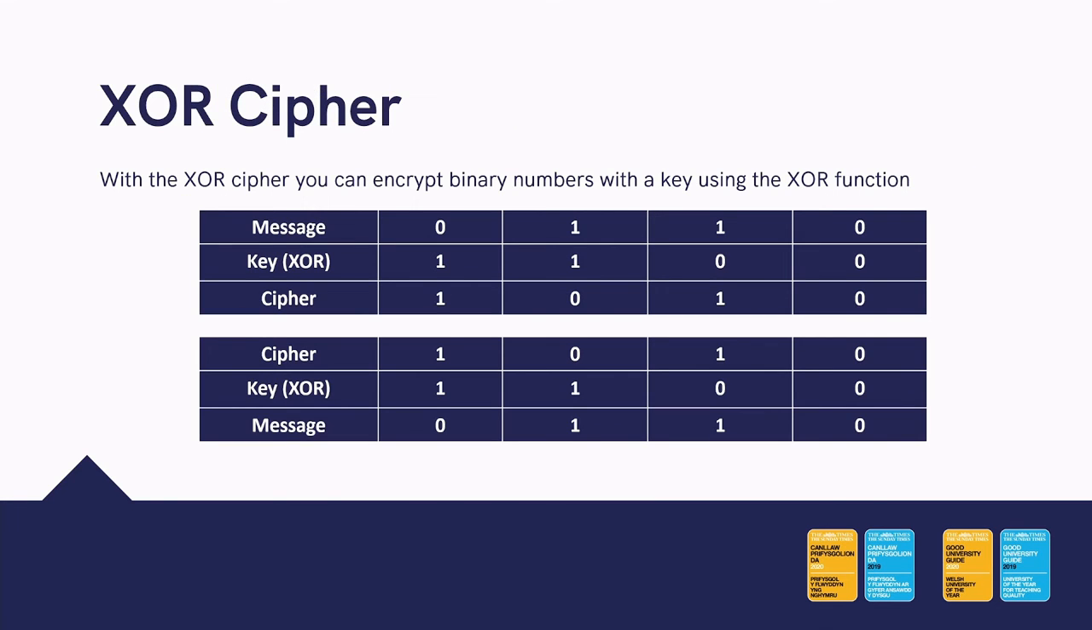Next, we'll talk about the XOR cipher. With the XOR cipher, you can encrypt binary numbers with a key using the XOR function. So, to make this a bit clearer, say now we have this message in binary of 0110. We have a key that is 1100. We use the XOR function on the message with the key to get the ciphertext. So we have 0110 XOR 1100, which would be 1010. And then we can use the exact same key with the exact same XOR function on the ciphertext to get the original message back. It's really quite clever.